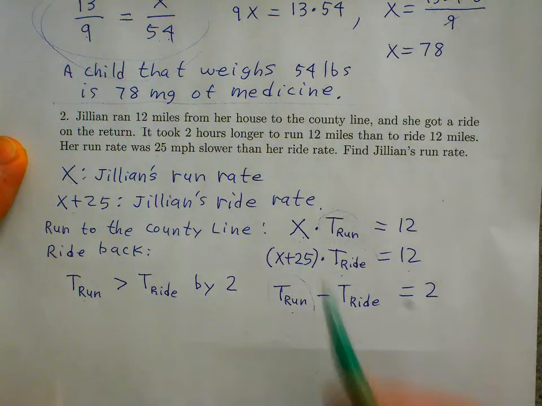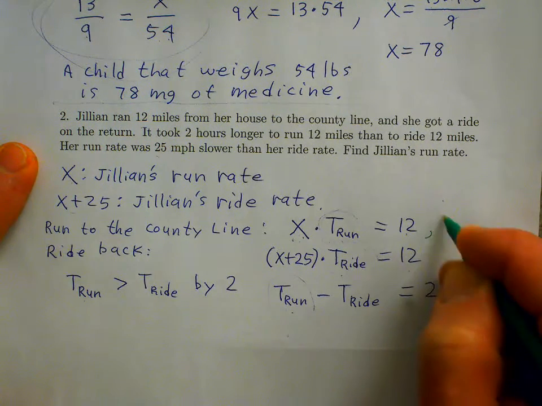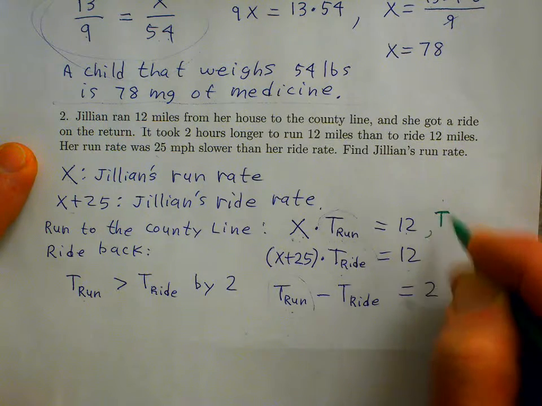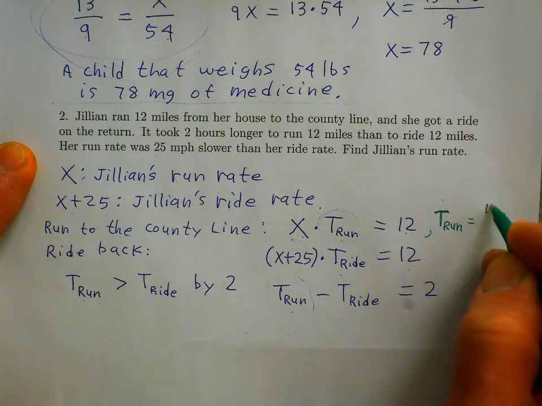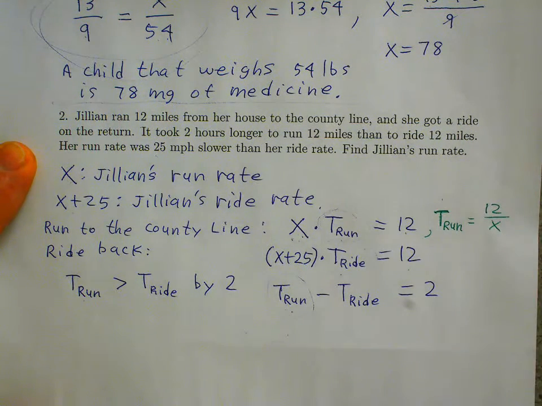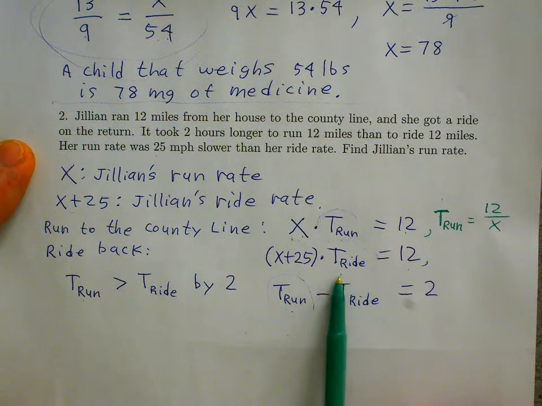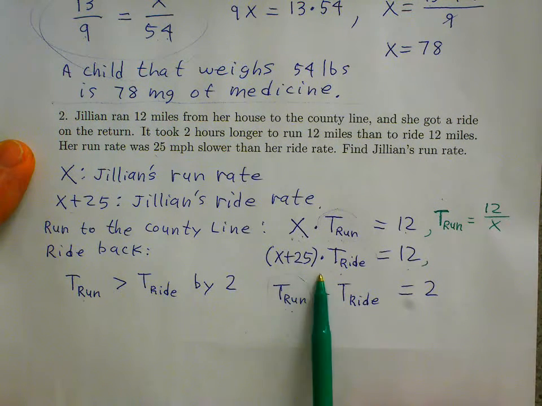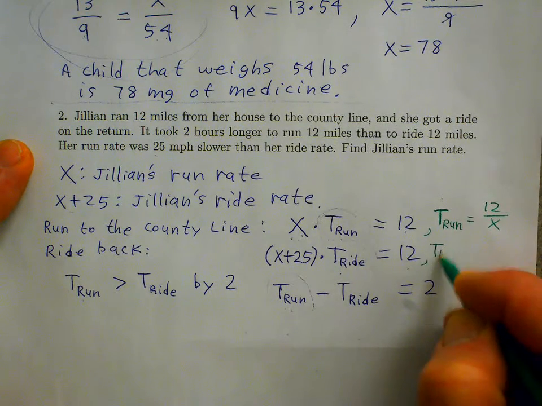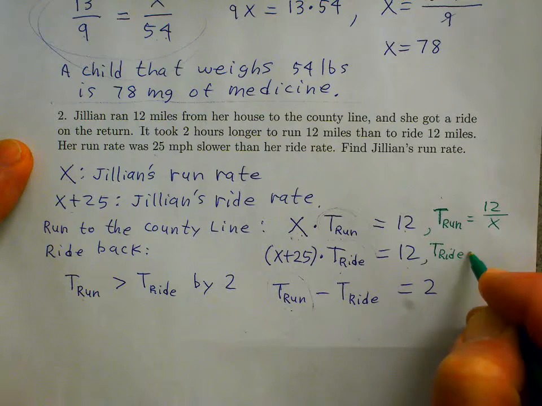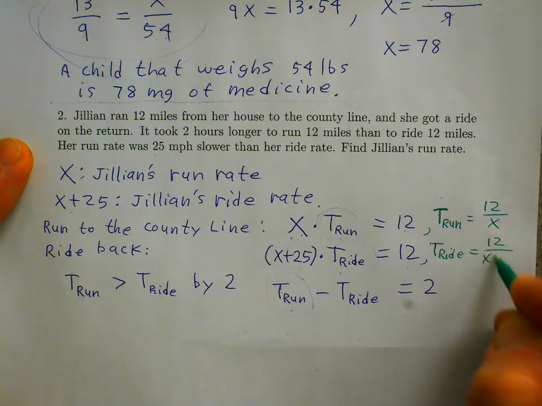Hey, let's start with this one. X times T sub run equals 12. So that means T sub run, the amount of time it took her to run 12 miles, is 12 divided by X. And in this equation, since X plus 25 times T sub ride equals 12, the amount of time it took her to ride 12 miles is 12 divided by X plus 25.